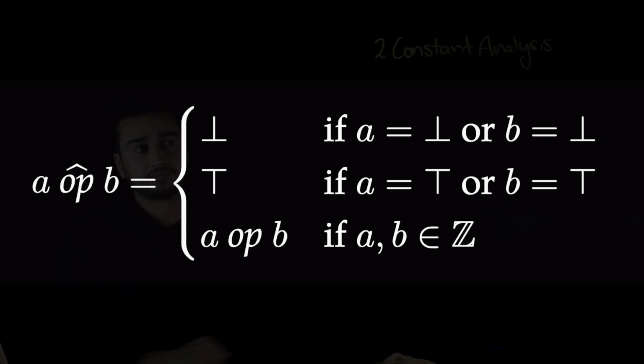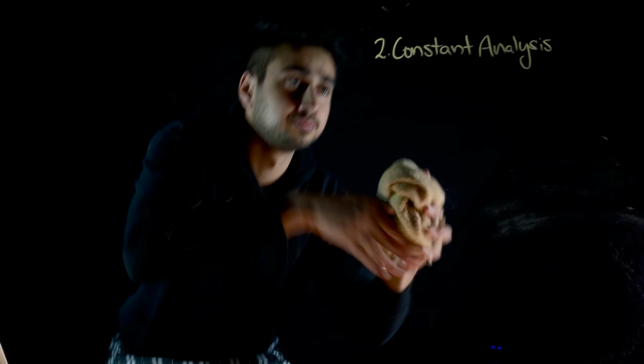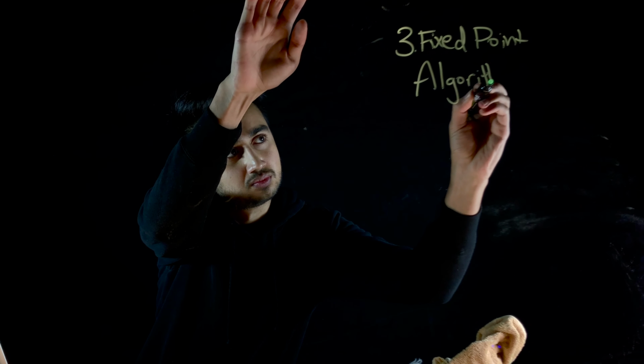To abstractly combine 2 elements of our lattice using an operator, we'll use the following function. If the elements of the lattice that we're combining are numbers, we'll really just use the operator. So for example, for 4 plus 2, we'll really just add 4 and 2. If, on the other hand, either of the elements is bottom, we'll say it's bottom, and if either is top, then it's top.